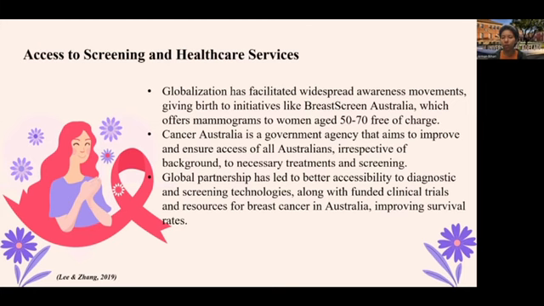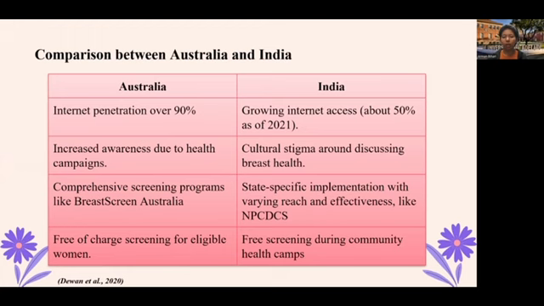Now, when we compare a developed country like Australia with a developing country like India, we can see clearly that internet penetration in Australia is over 90%, while in India it's just about 50%.